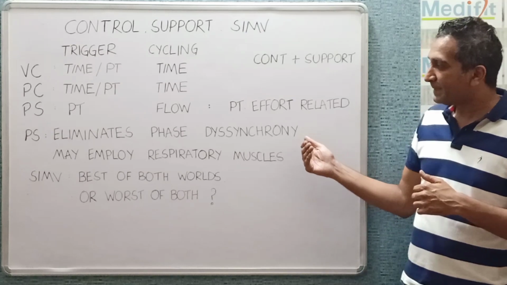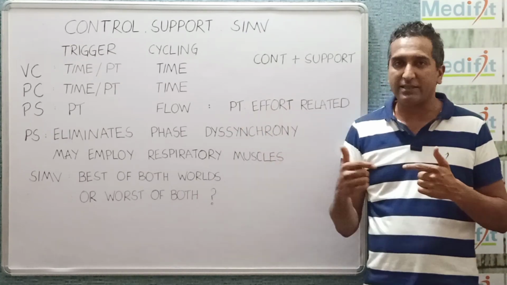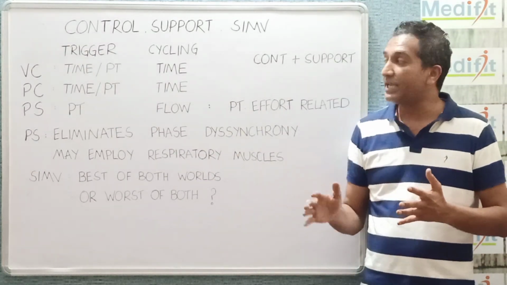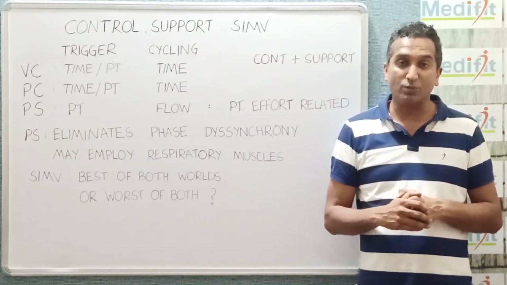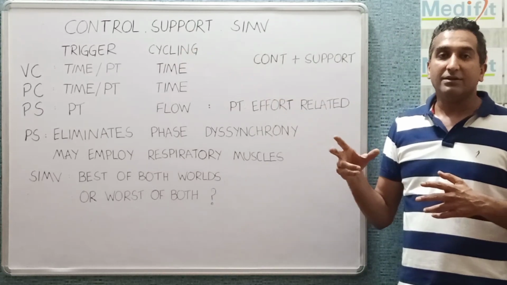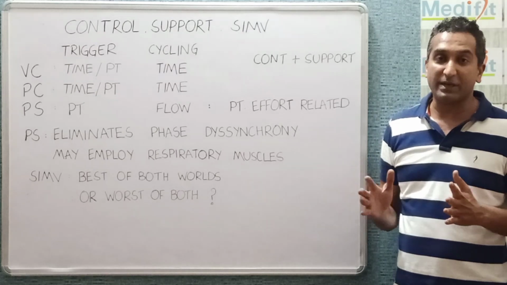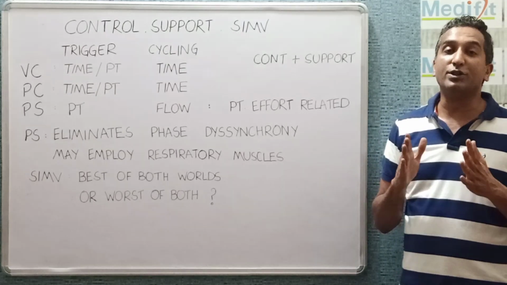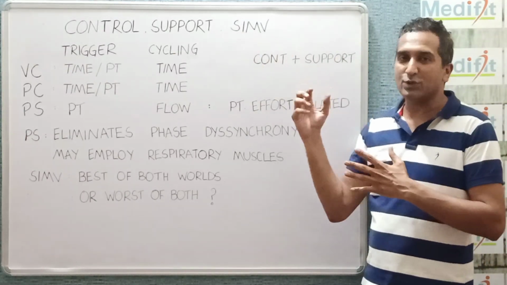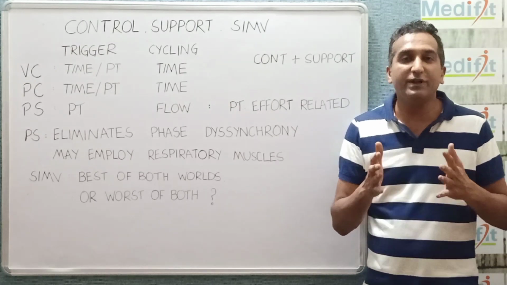And the other thing is, because the patient makes an effort at taking every breath, we believed it might employ the respiratory muscles, which otherwise may not have been used at all in the volume control and the pressure control mode. And even if the patient makes an effort here, it's still time cycled, which is not dependent on the effort made by the patient. It is dependent on the time which we have set. So someone thought, let's do a blend of both, the control mode and the support mode. What if we can give both of them at the same time? And why do we need that?